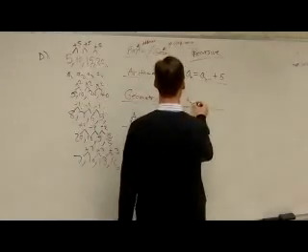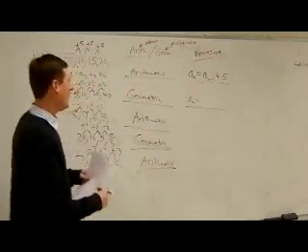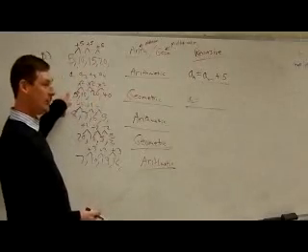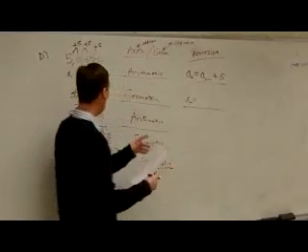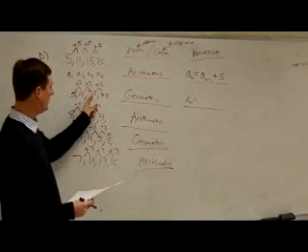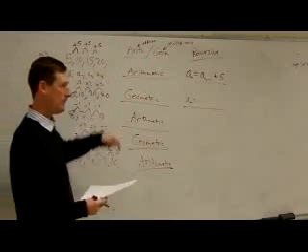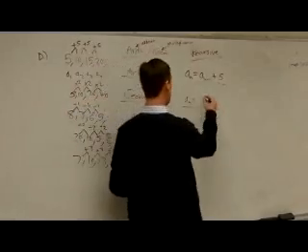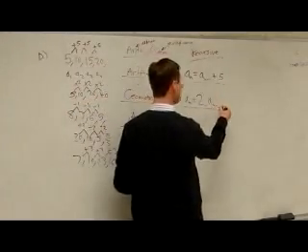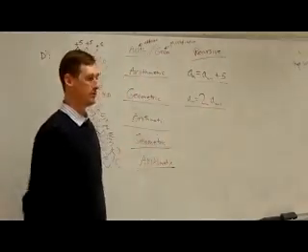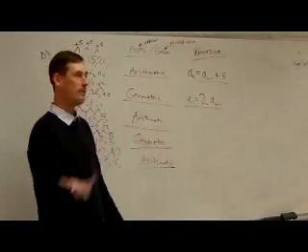Now, geometric. The nth term in this sequence would be the previous term, and then what? Multiplied by 2. So every term in this sequence is 2 times the previous term. And that's how you write a recursive formula. How did I get from the last step to this step?